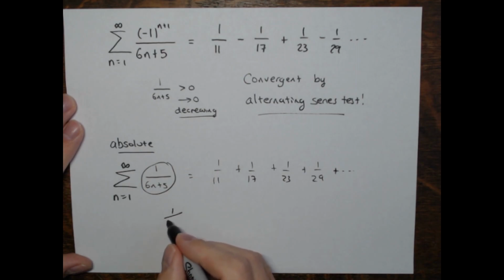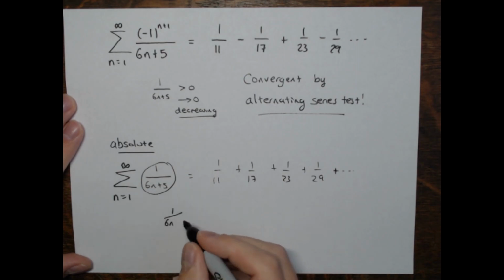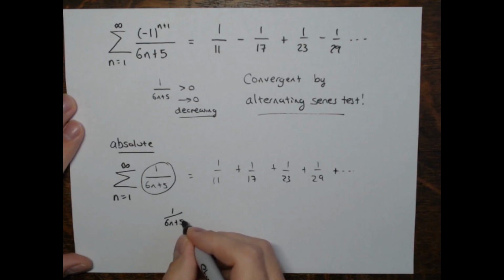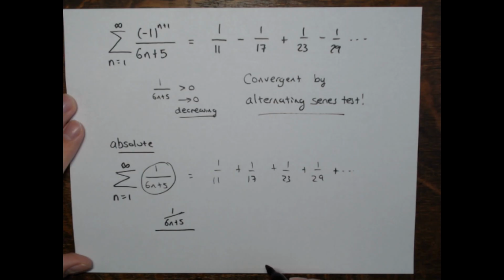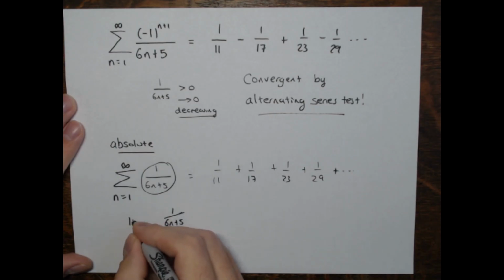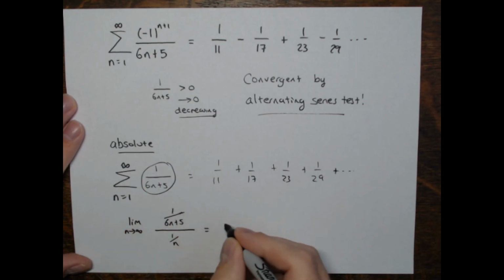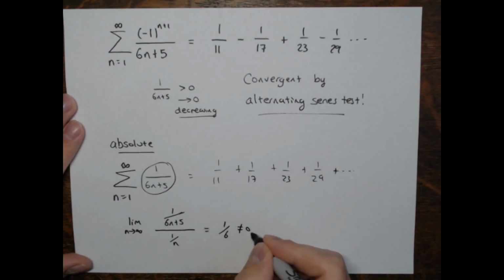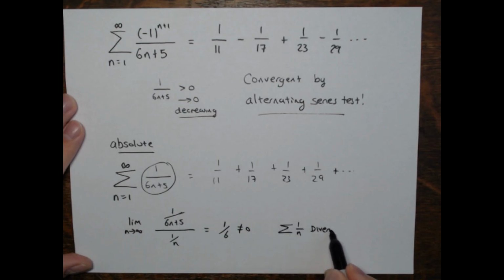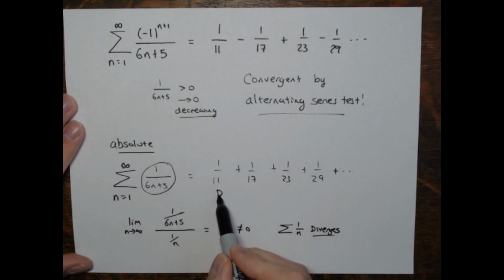I'm going to do a limit comparison again with 1 over n. 1 over 6n plus 5. That's very much like 1 over 6n, which is close to 1 over n. It's a multiple of 1 over n. Take the limit as n approaches infinity. And I hope you can see that this would just be 1/6, which is not 0 and it's not infinity. And remember, if that's the case, then both series converge or diverge. Well, we know that this series of the 1 over n's diverges. Divergent p-series. So this must diverge as well.